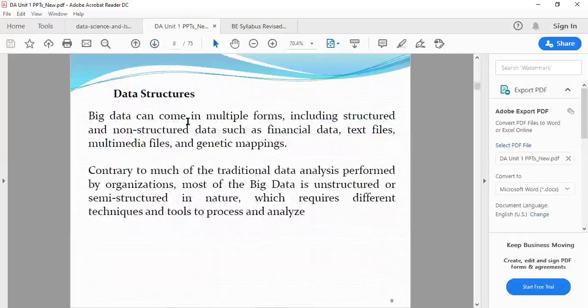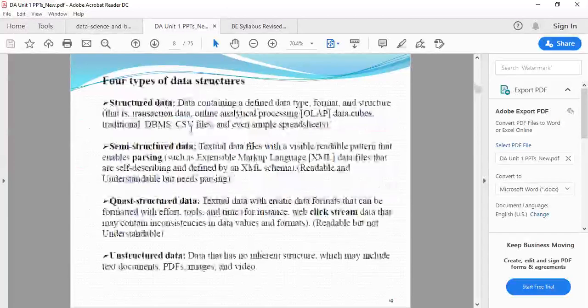Next point is data structures. Big data can come in multiple forms, including structured and non-structured data, such as financial data, text files, multimedia files, and genetic mapping. There are totally four types of data structure.